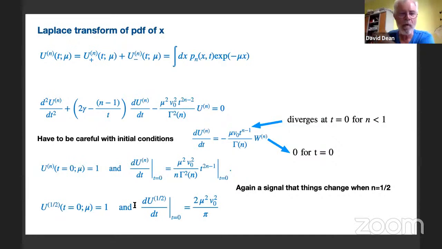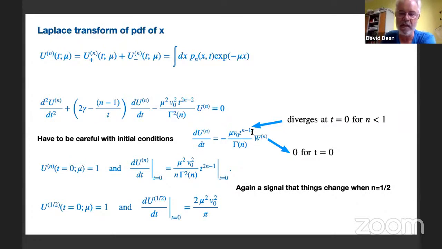So now what you can do is, obviously u_n is the sum of u plus and u minus, so it's just the Laplace transform of the probability distribution that we're interested in. Okay, and now you have to be slightly careful with the initial conditions, because it looks as if du/dt should be 0 because it was proportional to w, and w is 0.